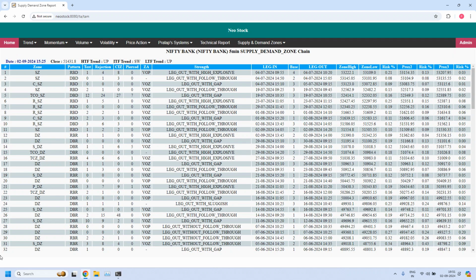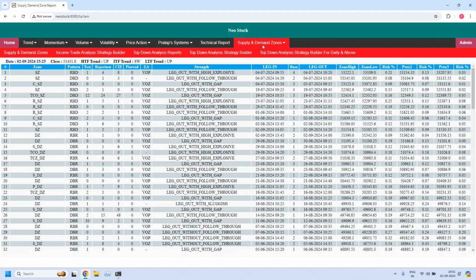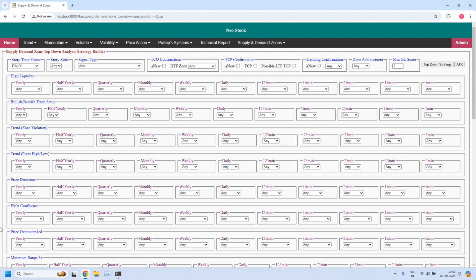So this is about Nifty and Bank Nifty supply demand zone chain. So the next set of reports are about bullish and bearish trade setups for monthly, weekly, daily and hourly income trades. I'm generating bullish trade setup for monthly income trade.